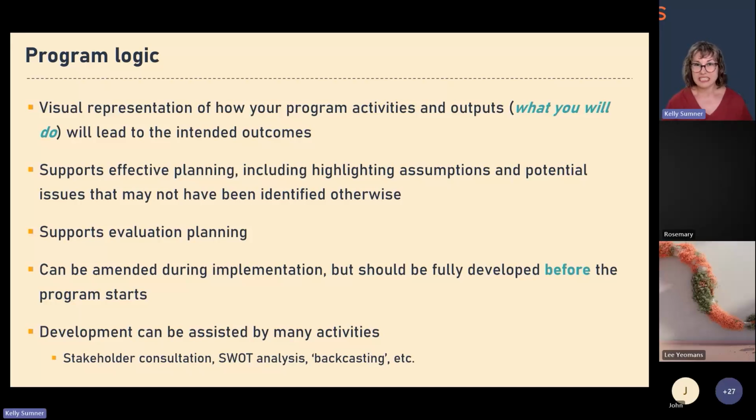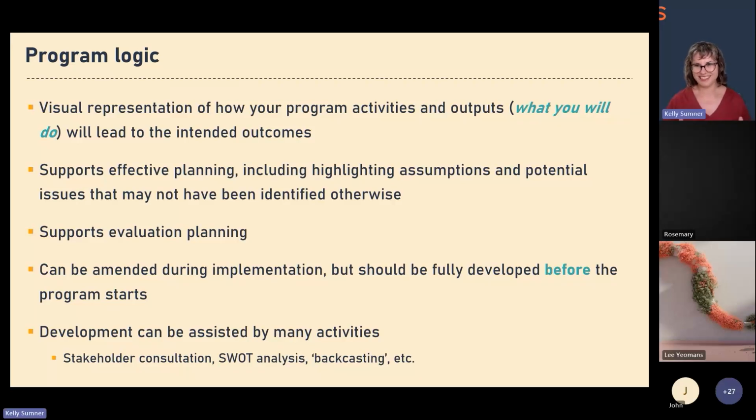A program logic isn't set in stone as soon as it's written. It is a bit of a living document that can be tweaked, but the key thing is that it really needs to be developed before the project starts. And that's when it's going to be most useful as well in terms of troubleshooting, helping you identify if you've made an assumption that may not actually be true, or where the activities you plan actually don't logically relate to the outcomes that you're looking for.